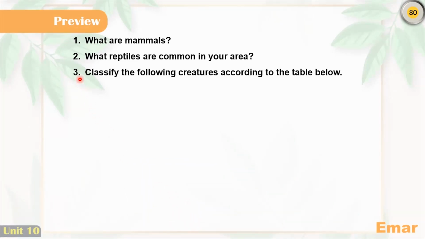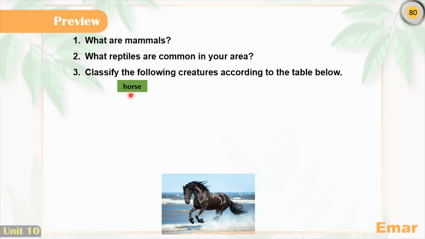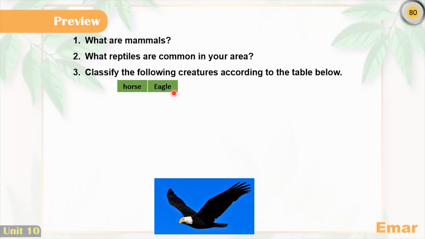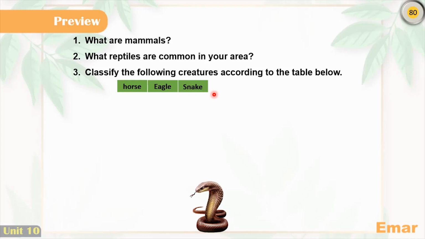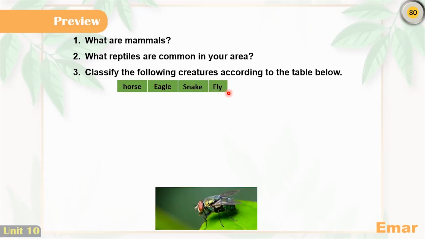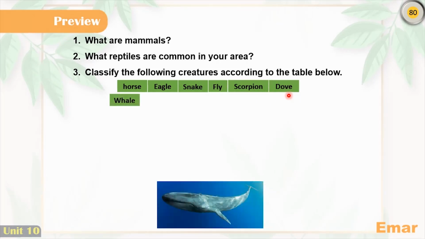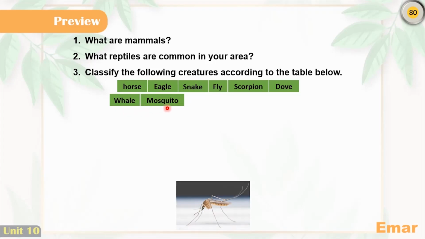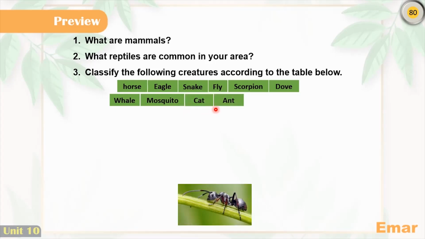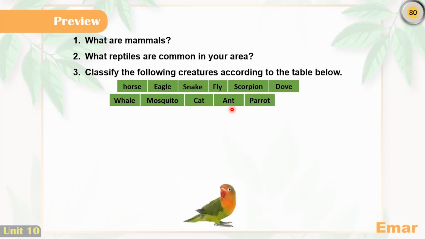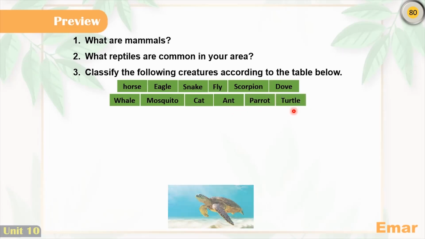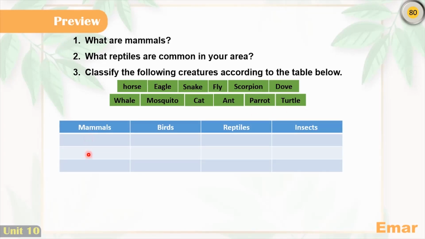Number 3. Classify the following creatures according to the table below. We have a horse, an eagle, a snake, a fly, a scorpion, a dove, a whale, a mosquito, a cat, an ant, a parrot, and a turtle. We have a table, and this table is divided into 4 parts: mammals, birds, reptiles, and insects.